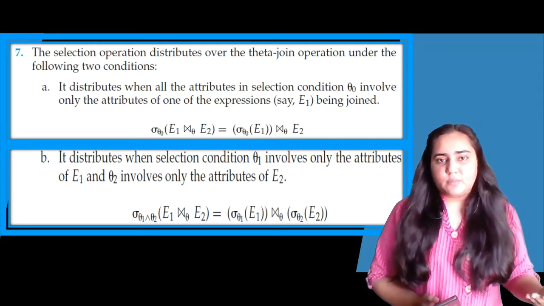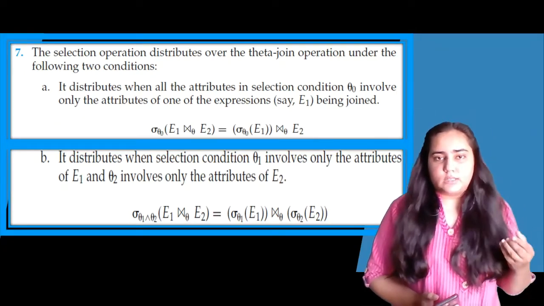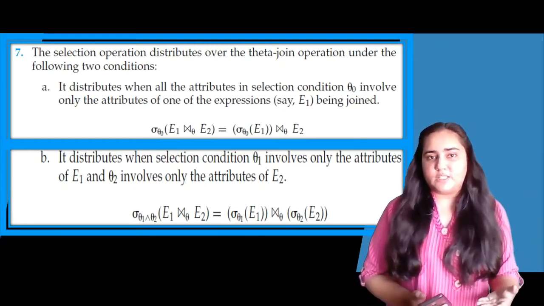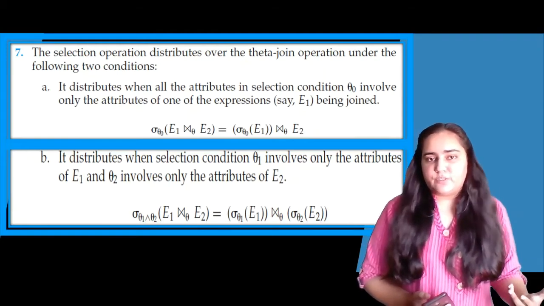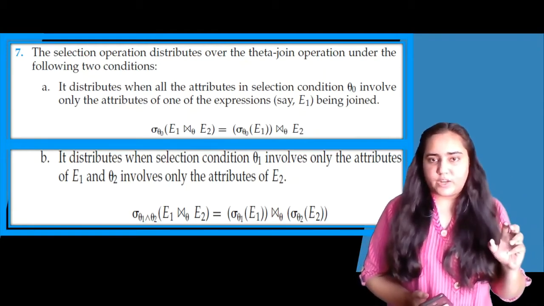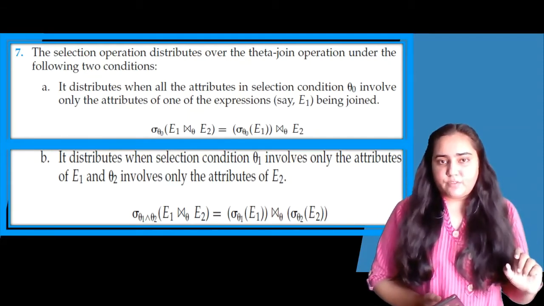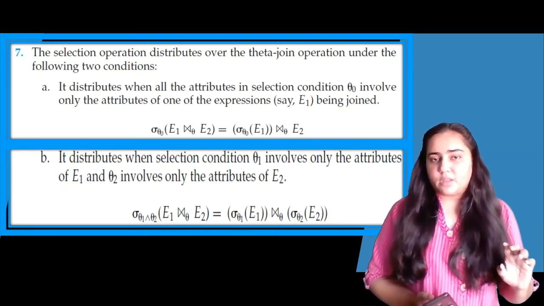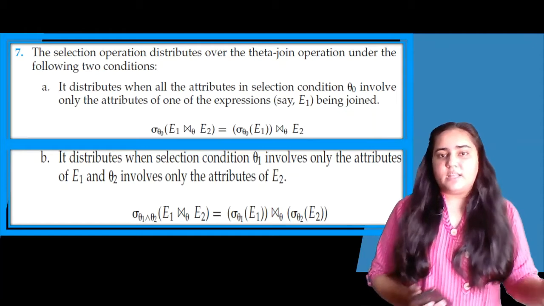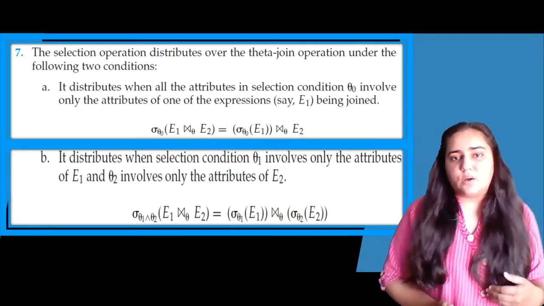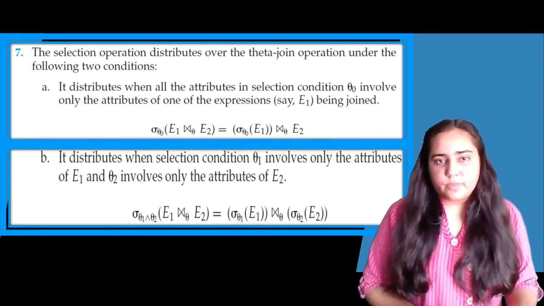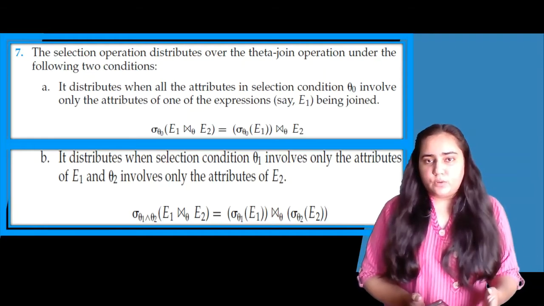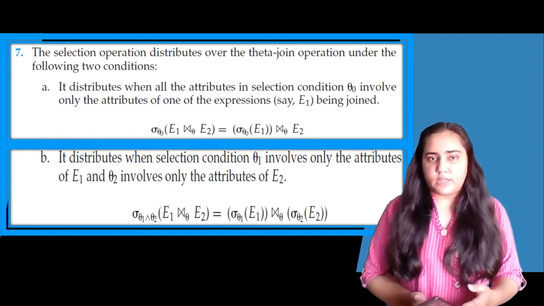So when I'm writing sigma theta 0, and theta 0 contains only columns which are present in E1 but not the columns present in E2, then I do not need to perform sigma over the whole theta join performed on E1 and E2. I can perform sigma only on the relation E1 and then take a theta join. So because all the columns of theta 0 belong to only E1, I can apply the sigma to E1 alone and then take a theta join with E2.